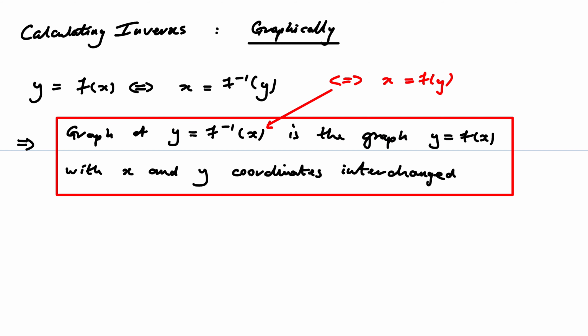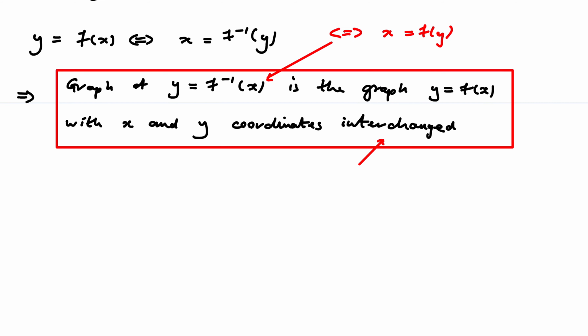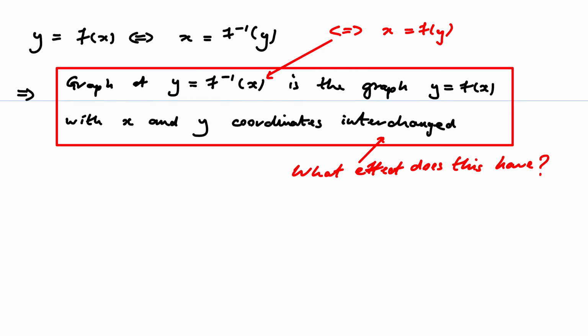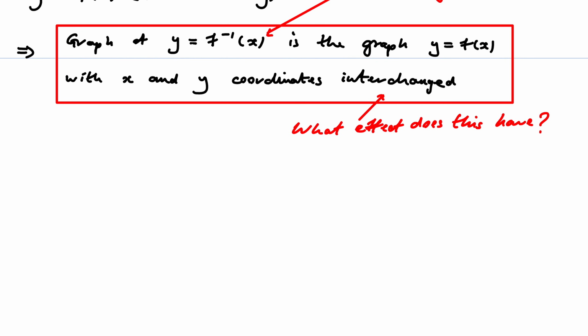Okay, so the question really is at this point, what does this mean? What effect does this have? If I take a graph and I exchange the x and the y coordinates, what does that look like? What effect does it have, taking some graph, y is f of x, and somehow flipping the x and y coordinates?